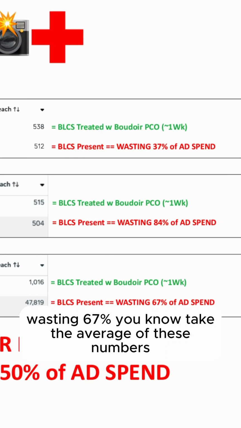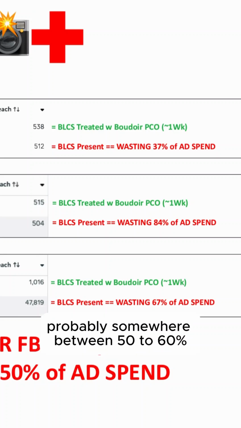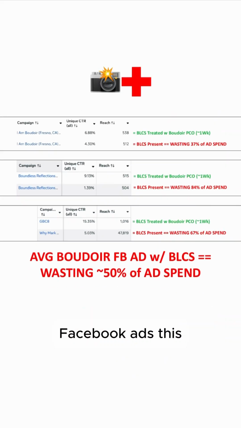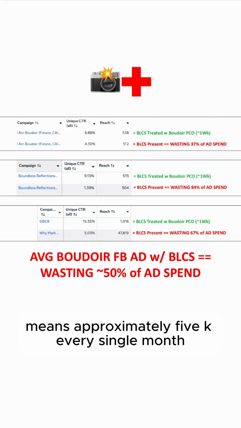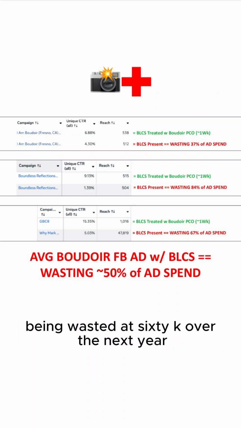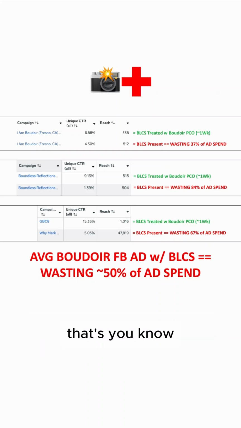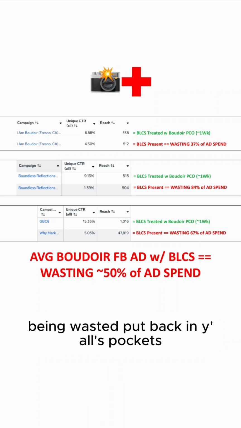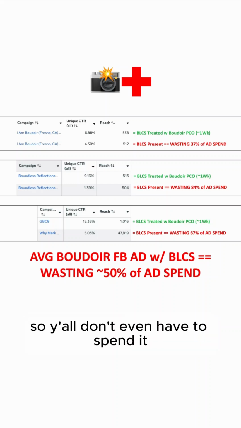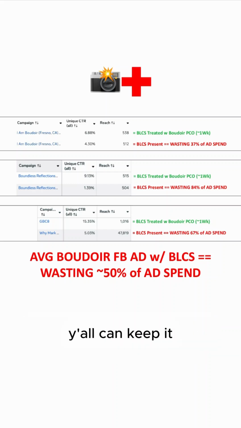Take the average of these numbers, probably somewhere between 50 to 60%. So if they're spending 10 grand a month on boudoir Facebook ads, this means approximately 5K every single month is being wasted. That's 60K over the next year. That's approximately the amount we can eliminate being wasted and put back in y'all's pockets, so y'all don't even have to spend it. Y'all can keep it.